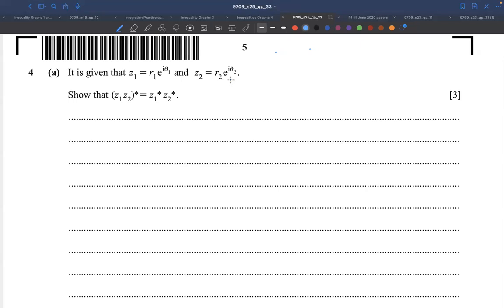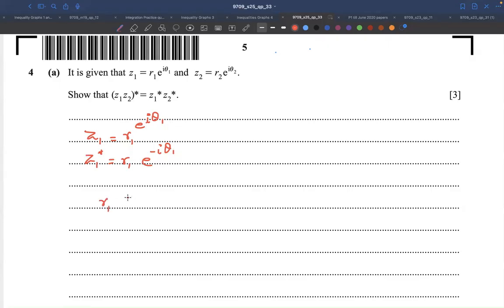In question number 4a, it is given that Z1 is R1 e to the power iota theta 1, and Z2 is R2 e to the power iota theta 2. We have to show that the conjugate of Z1 Z2 equals Z1 conjugate times Z2 conjugate. Now, when we talk about the conjugate, that basically means if Z1 is written as R1 e to the power iota theta 1, then the conjugate of Z1 would be the same, except that the sign would be negative. Now, when it says Z1 times Z2 conjugate, first we multiply Z1 by Z2.